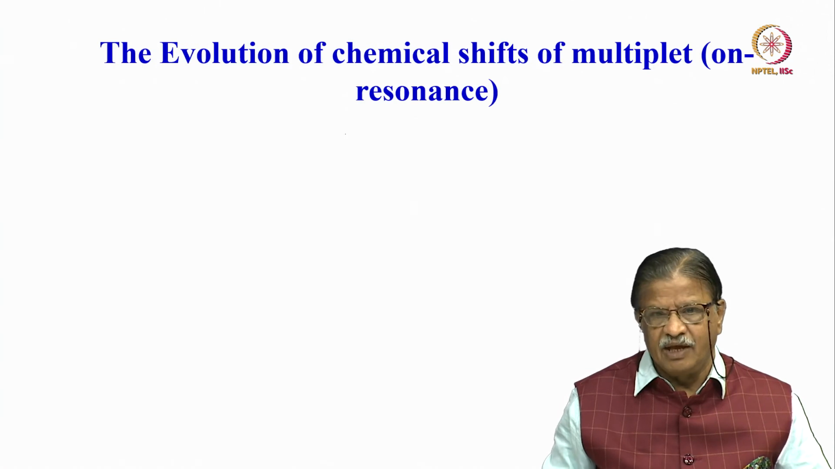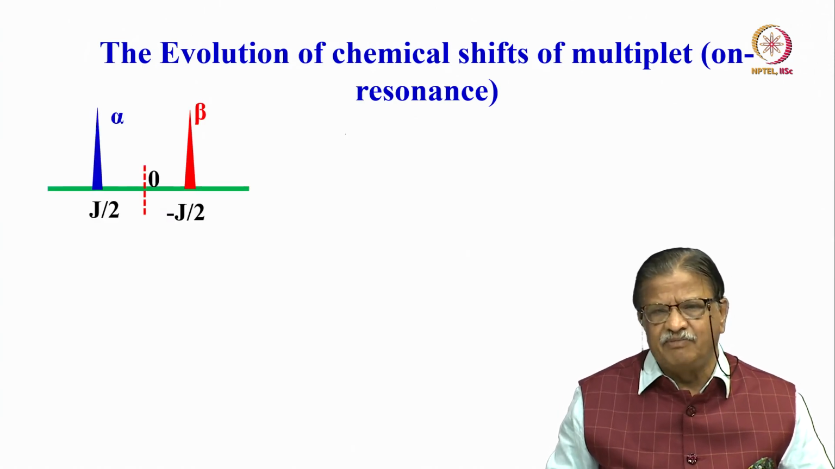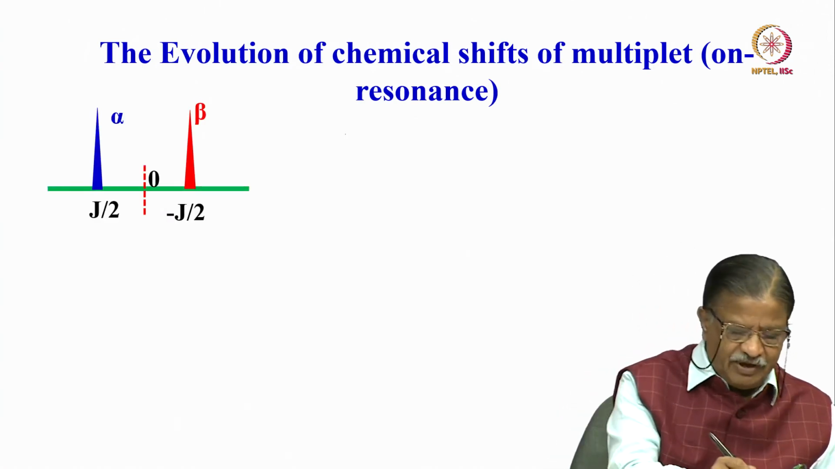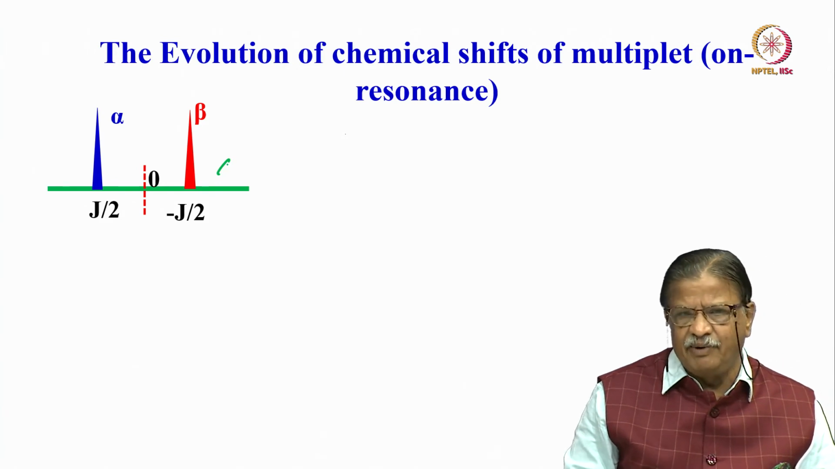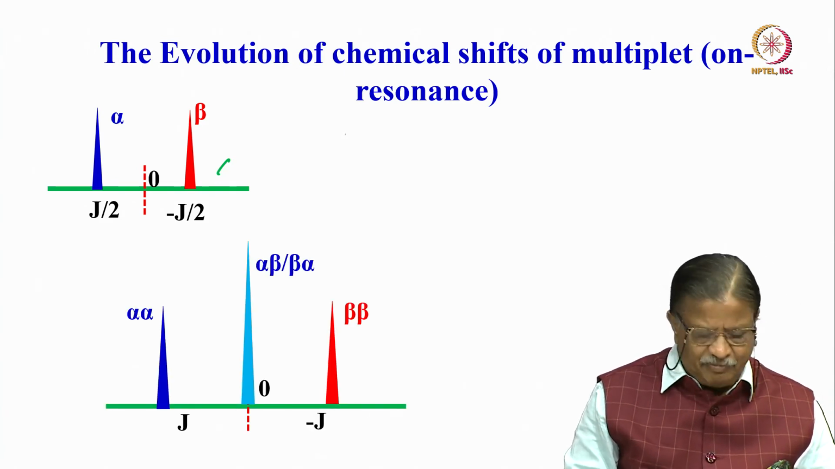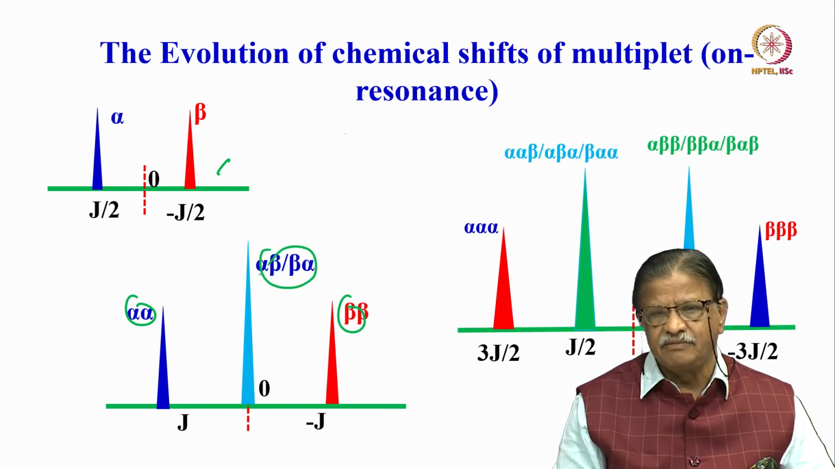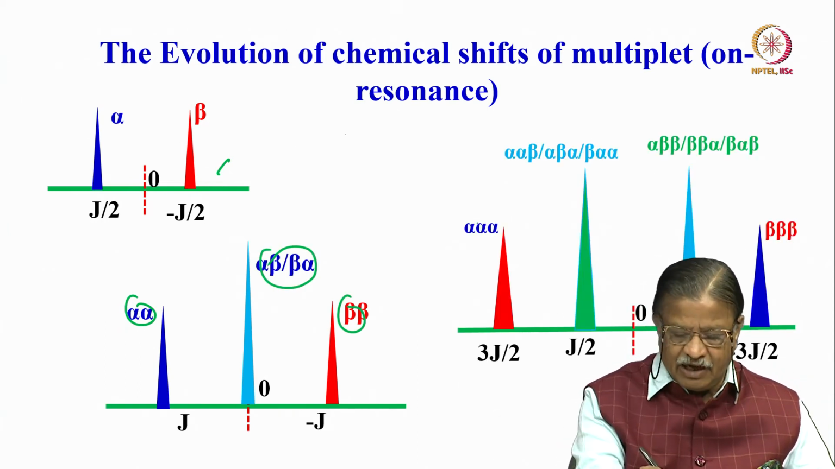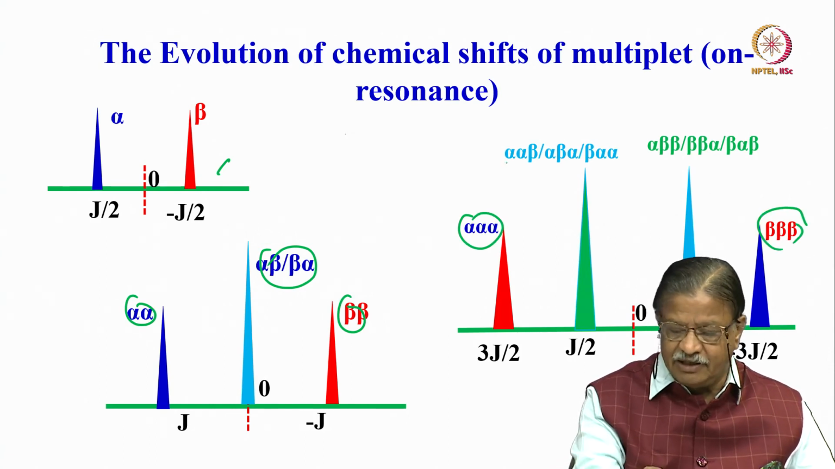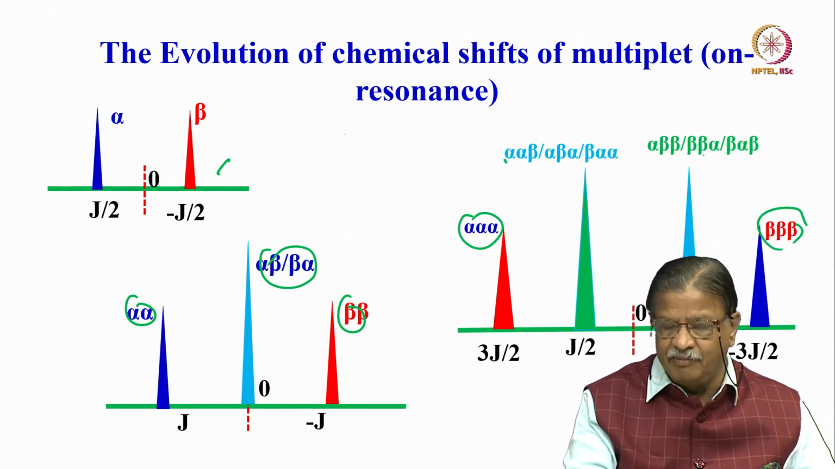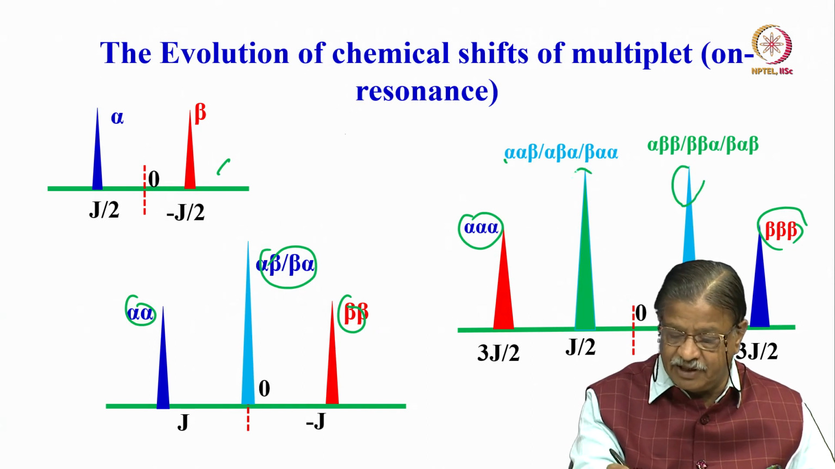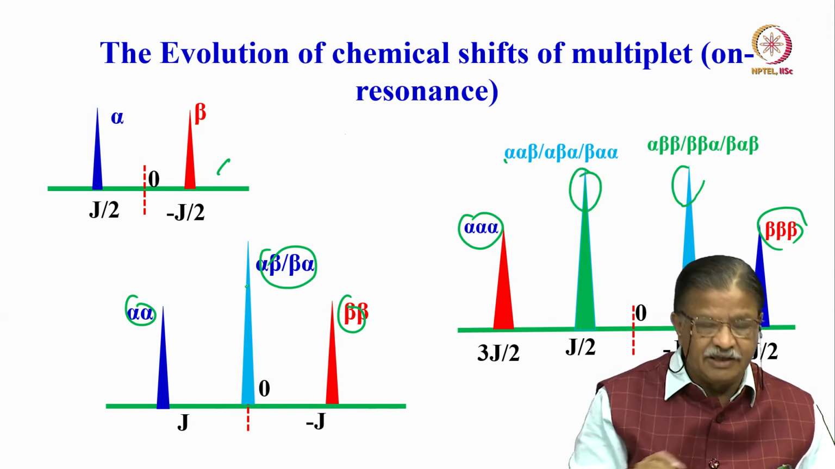This is the point. Now, evolution of the chemical shift multiplets, we should see how they evolve. We call this a doublet. We have alpha and beta components. We have a triplet. We have alpha alpha, beta beta component and alpha beta, beta alpha components. And we have a quartet. This is alpha alpha alpha, this is beta beta beta. This is a combination of alpha alpha beta, this is alpha beta beta. There are 3 such possibilities here, 3 such possibilities. It is a quartet, it is a triplet.